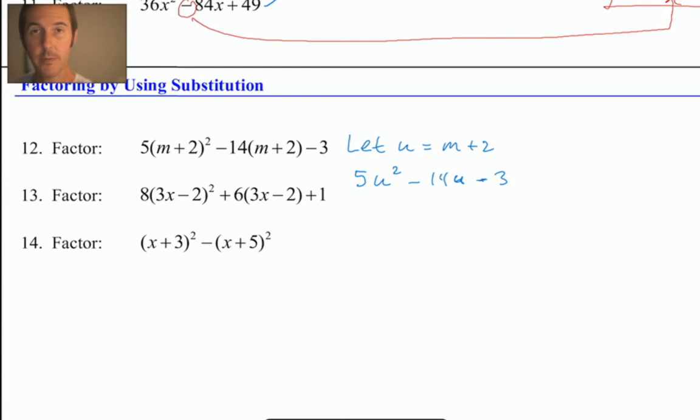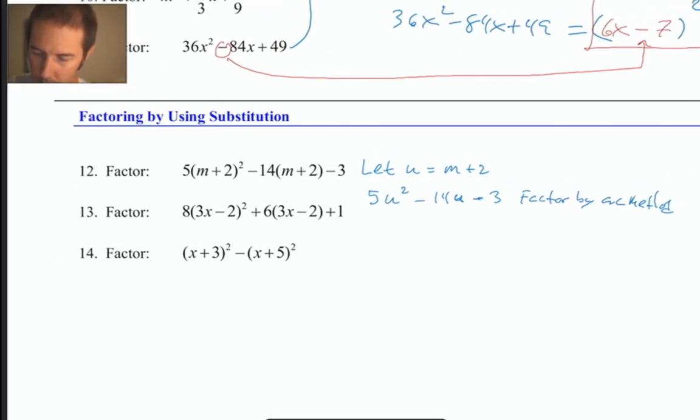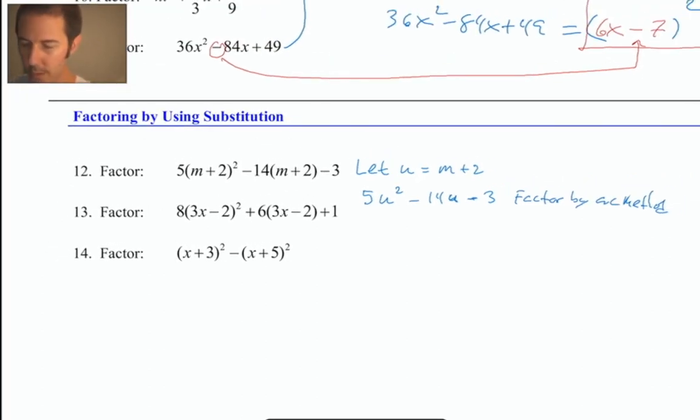Okay, now we need to factor this using the AC method. So the idea of replacing the m plus 2 with the letter u is called substitution. We will replace the u with an m plus 2 at the end of this process. This just makes the factoring process a little bit cleaner, easier to read maybe. So let's factor this using the AC method. Factor by the AC method, even though that's illegible, you can hear me, so you'll write it down so that it's legible in your notes.